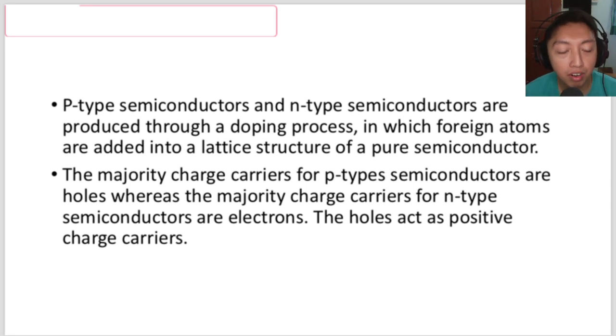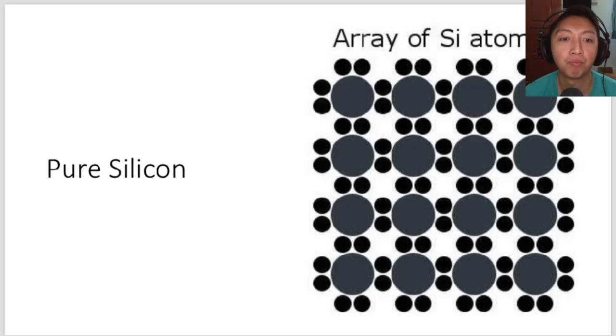Alright, so I'm going to read this first, and I'm going to explain to you what this is. P-type semiconductors and N-type semiconductors are produced through a doping process in which foreign atoms are added into a lattice structure of a pure semiconductor. The majority charge carriers for P-type semiconductors are holes, whereas the majority charge carriers for N-type semiconductors are electrons. The hole acts as positive charge carriers. Alright, what does that mean?